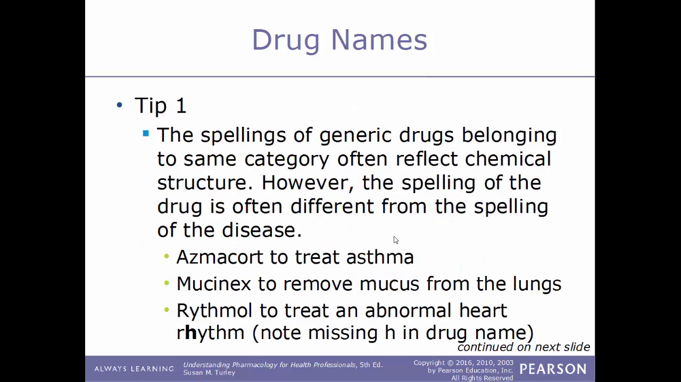Alright, there are some tips that you should follow when designing drug names. Tip number 1, the spellings of generic drugs belonging to the same category often reflect chemical structure. However, the spelling of the trade name is often related to the disease. For example, Asmacort is used to treat asthma. Mucinex is to remove mucus from the lungs. Rhythmol, like we talked about in the last slide, is to treat abnormal heart rhythms.